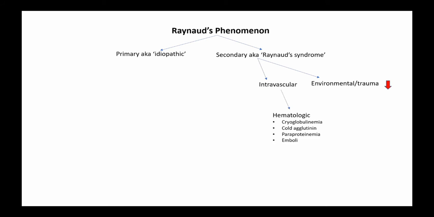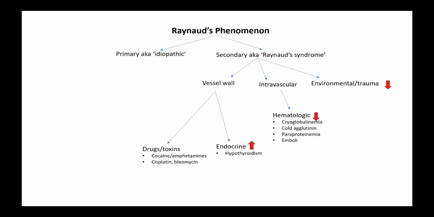From an intravascular standpoint, hematologic causes could present with Raynaud's. Again, Hep C was negative, total protein was fine. So these are going to be a lot less likely. Vessel wall conditions such as hypothyroidism could do it. I still want that TSH, no evidence of drugs that we're aware of. And then autoimmune conditions, specifically the ones mentioned here, can cause Raynaud's.